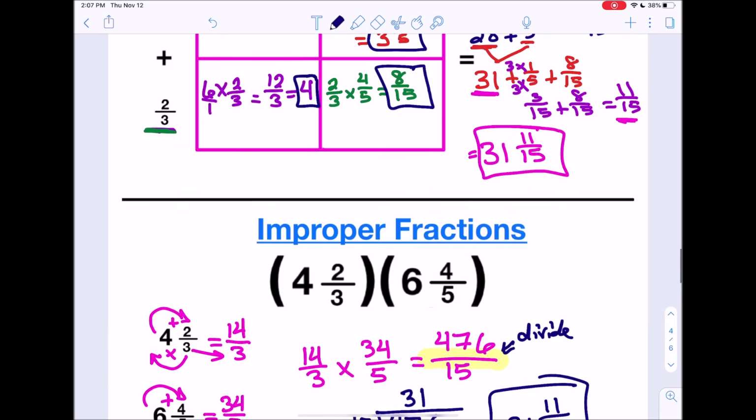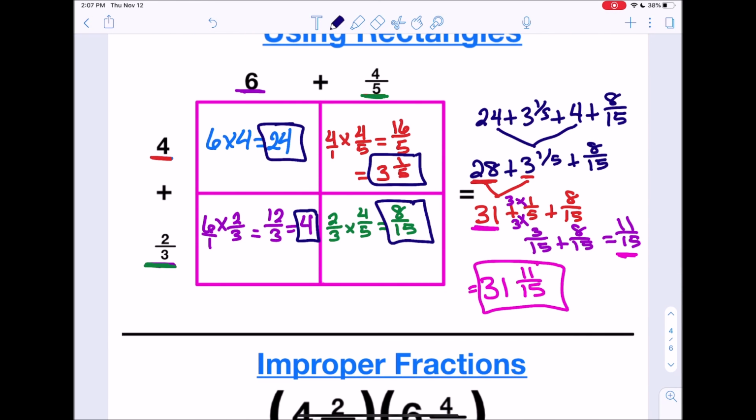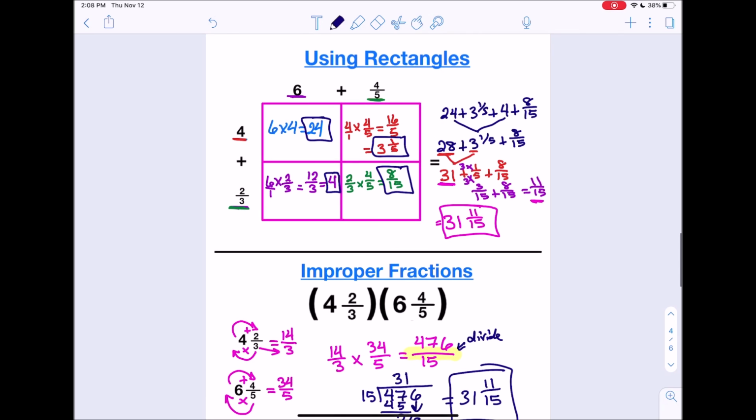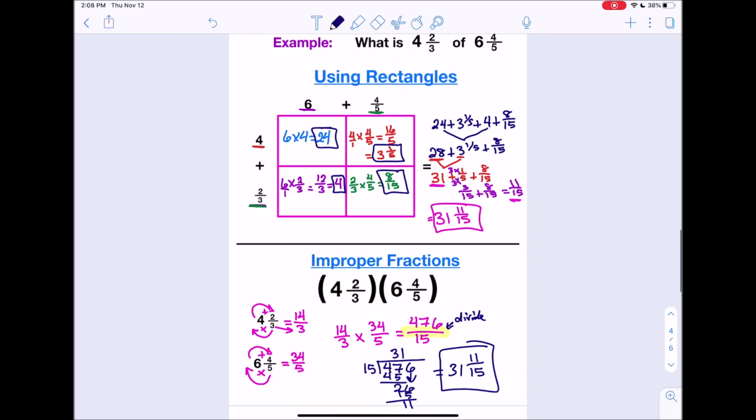And that's your answer, and as you can see, it matches the answer above. Either way works. Once again, it's up to you to decide. It's my job to show you the different tools you can use, and it's your job to determine what tool you think will work best for you.